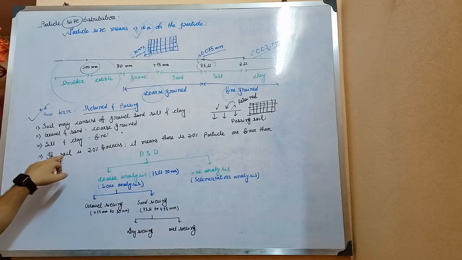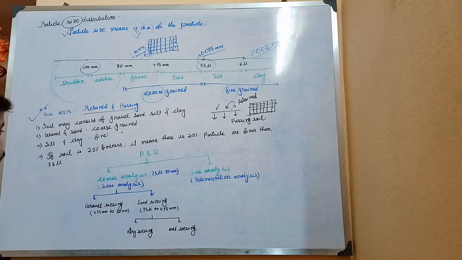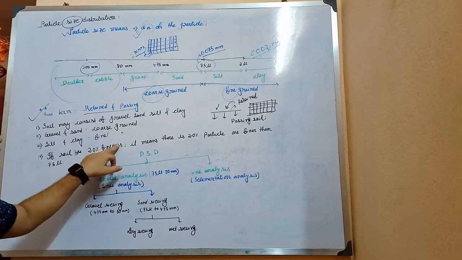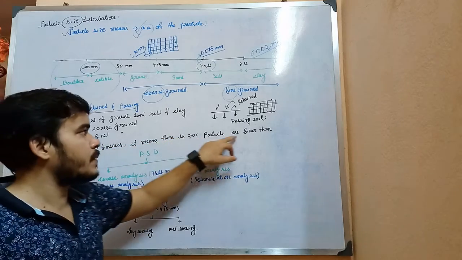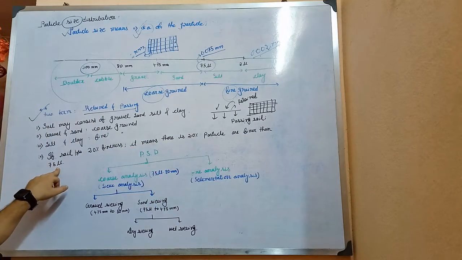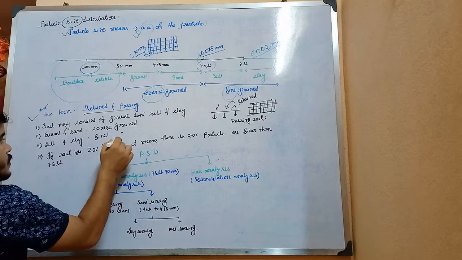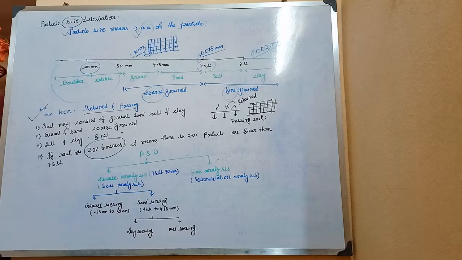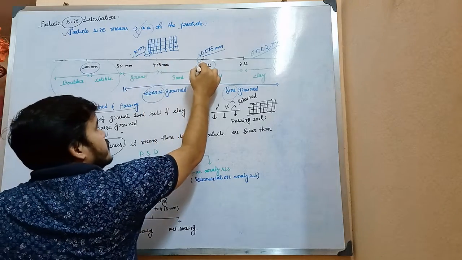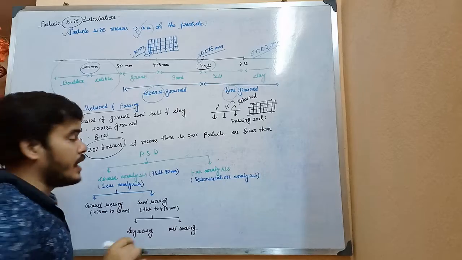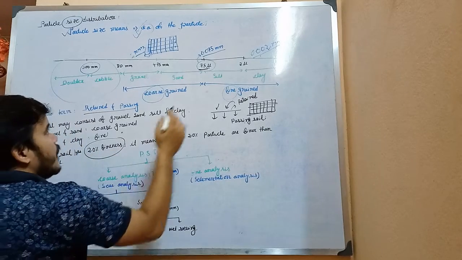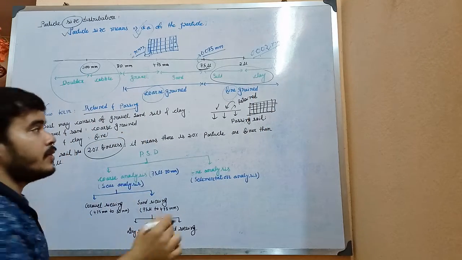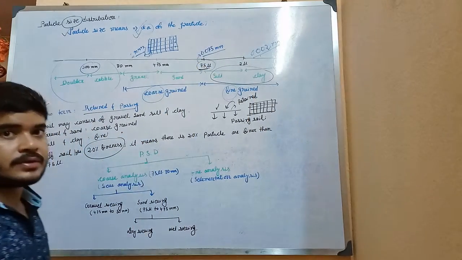Now, if the soil has 20% fineness, it means there is 20% particle finer than 75 micron. This term is also important. If the soil has 20% fineness, that means 20% of particles will pass through the 75 micron sieve, and those 20% particles consist of silt or clay. That's why they will pass through the 75 micron sieve.